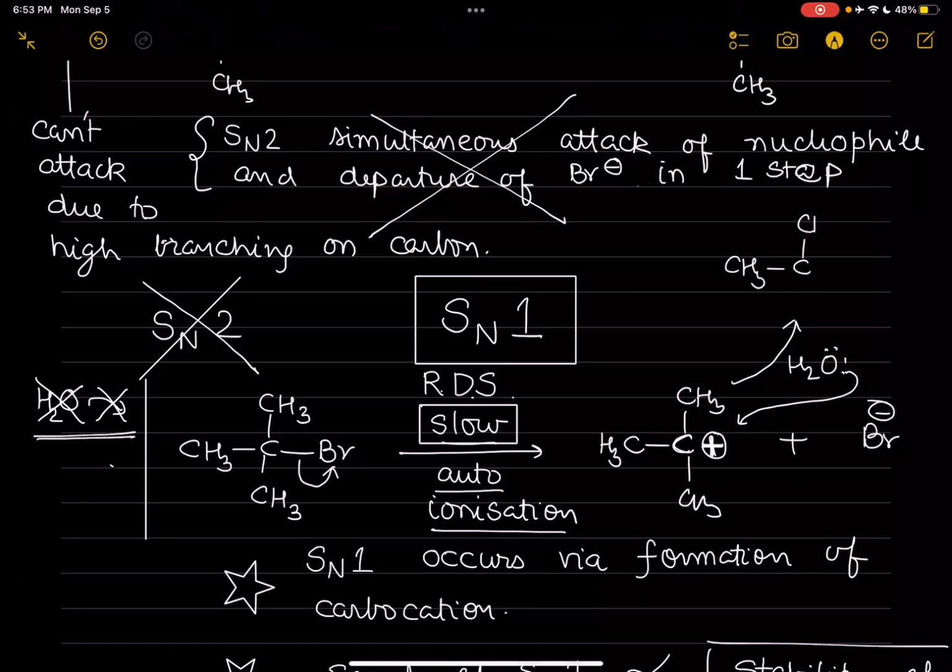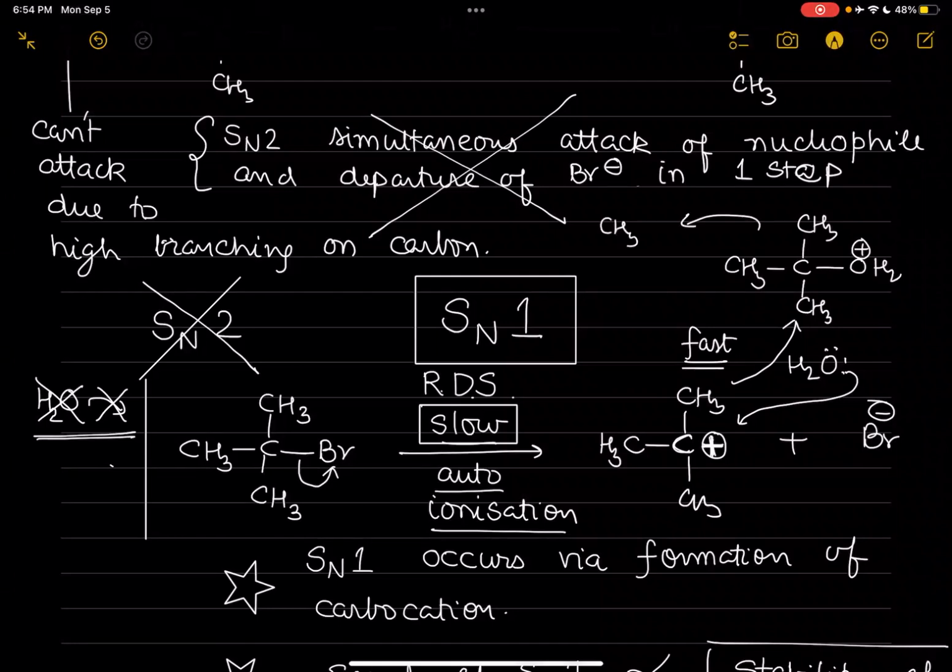Right, Anushka, are you getting it? Yes, sir. And now this is going to be a fast step. This is going to happen very quickly. Apsar, is it clear what I am trying to say? Yes, sir. So now the H plus will come out, and all these steps are very fast.